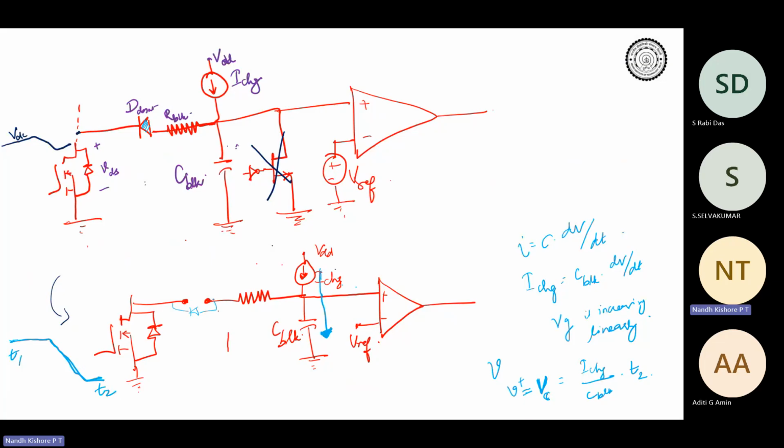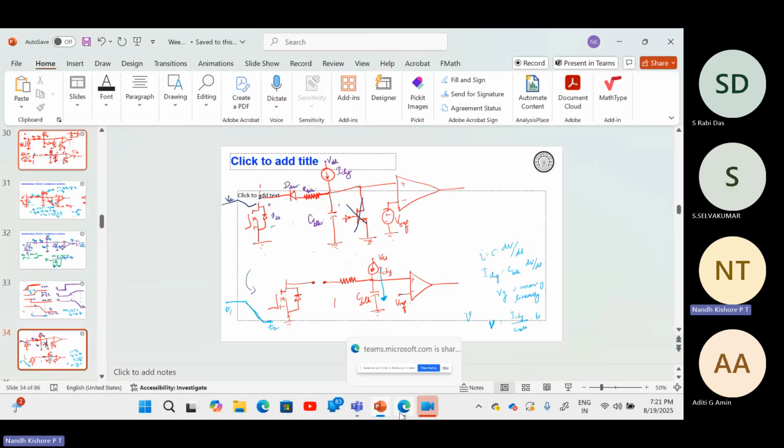Did you understand? So during this period between T1 to T2, we saw that the voltage is going to increase from 0 to some value. V plus is going to increase from 0 to whatever this value is. So during this period, do I want my comparator to operate or no? Did you understand the question?